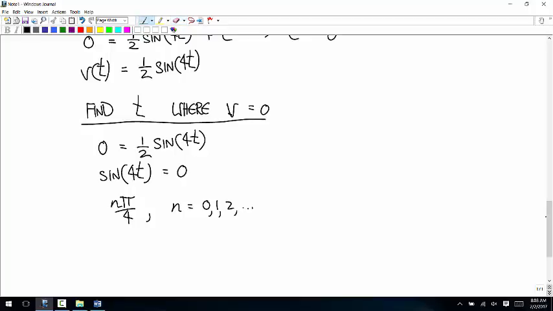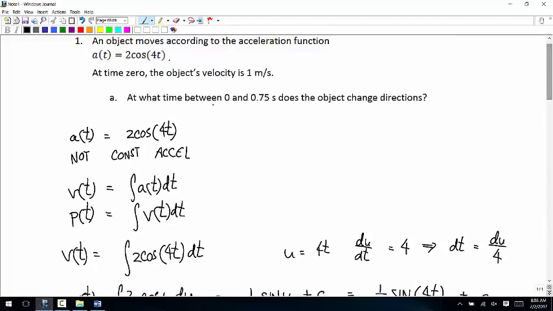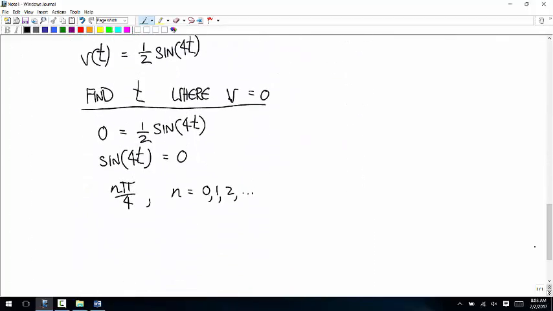And we're looking for the one that's between 0 and 0.75. Well, if we're including 0 in that range, then 0 is one of them. Pi over 4 is less than 0.75, so pi over 4 works. So either of these two are in that range. Yep.